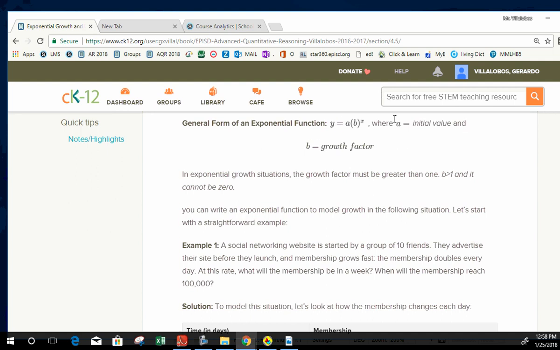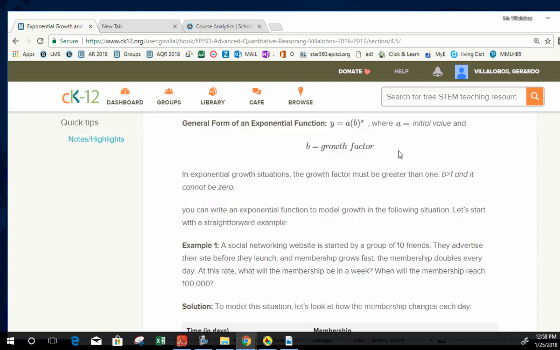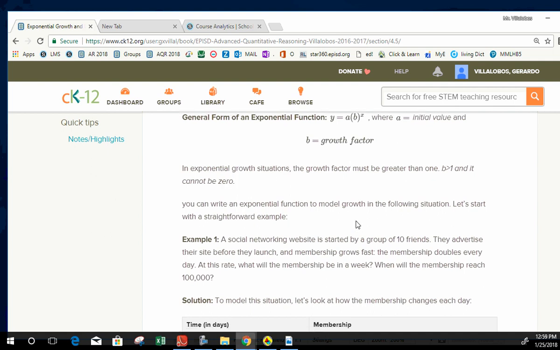And this is the initial value. Initial value is a and b is the growth factor. So if b is greater than 1, it'll grow, b cannot be 0. If it's less than 1, then it will decay.